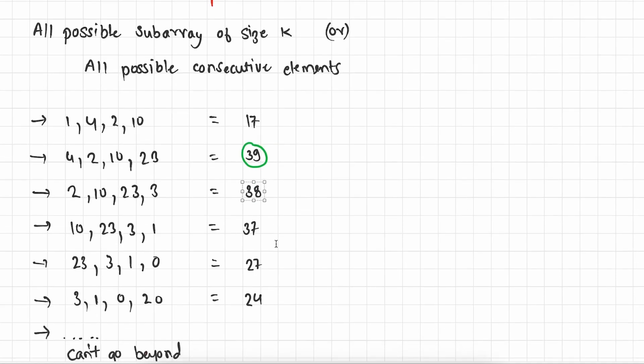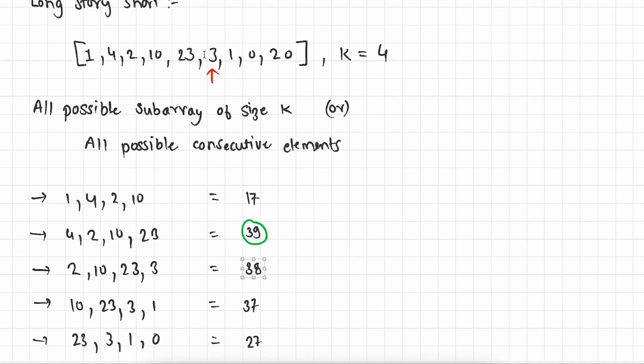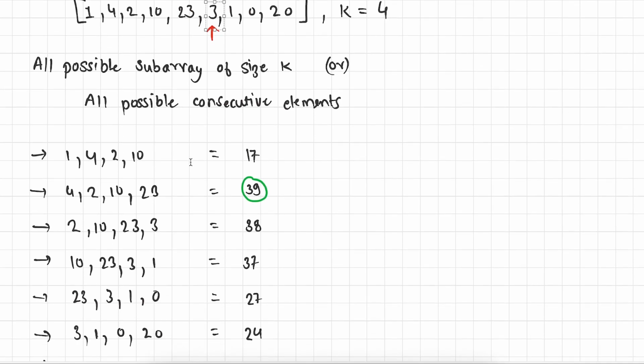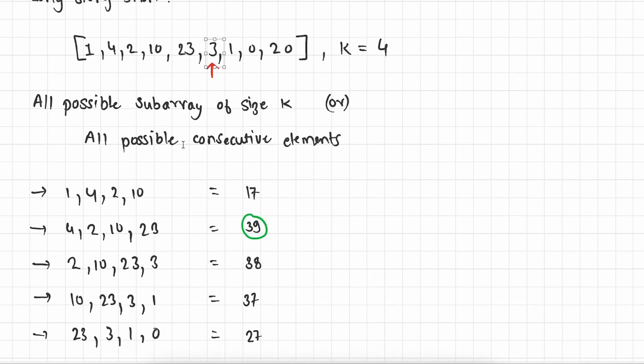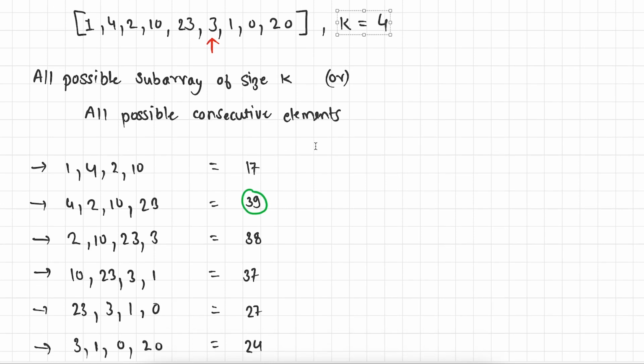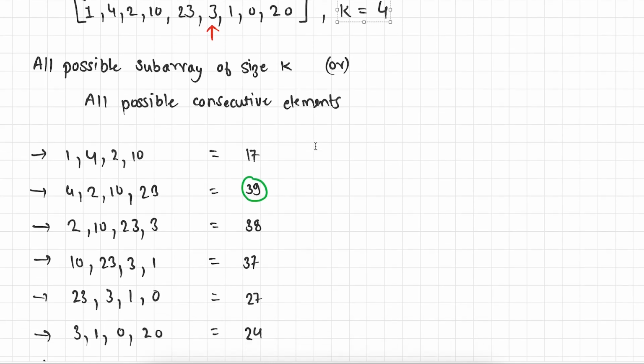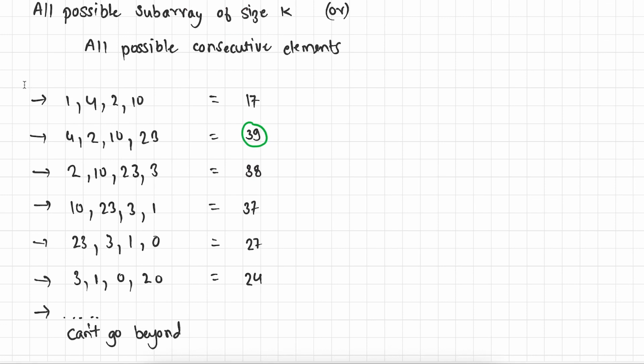We have to do this for all the elements till 3. Why till 3? Because if we go beyond this 3, we end up with only 3 elements. But the constraint given in the problem is k equal to 4. This means we have to compute the sum of minimum 4 elements. So after computing the sum of all the subarrays, we end up getting 17, 39, 38, 37, 27 and 24.